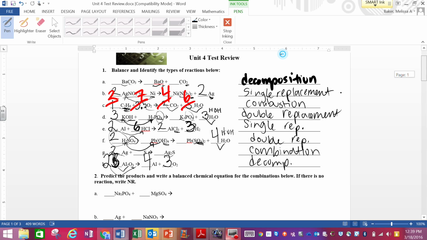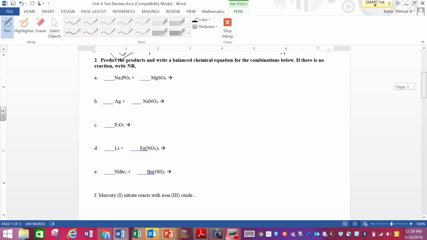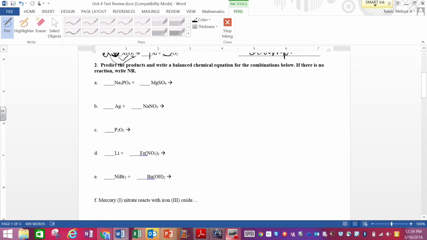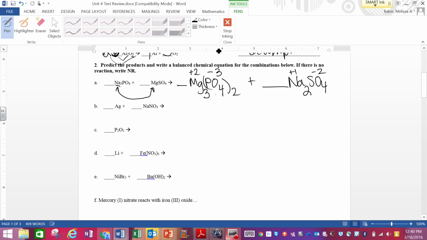This gets a little harder because we've got to predict the products and write a balanced equation. First one is going to be double displacement because it's 2 things added to 2 things. So now Mg is going to be with the PO4. Check charges. Mg is plus 2, PO4 is minus 3. So that's Mg3(PO4)2. Plus, Na is now going to be with SO4. Na is a plus 1, SO4 is a minus 2. So that's Na2SO4.